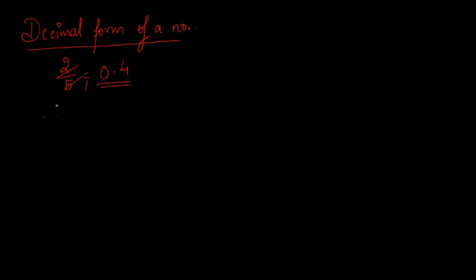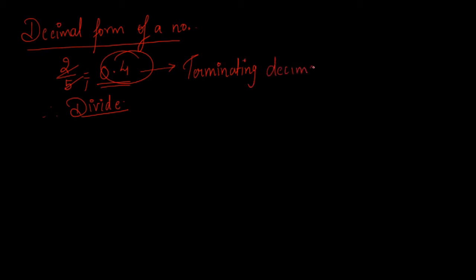So therefore, if you have to find out the decimal form, you need to divide the number and then write down the decimal form. This is how you get the decimal form. Now you see that this decimal form has ended in one number after the decimal place. So this type of decimal numbers are called terminating. These are terminating decimal numbers. So I hope you remember this.